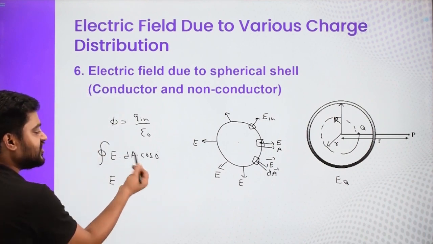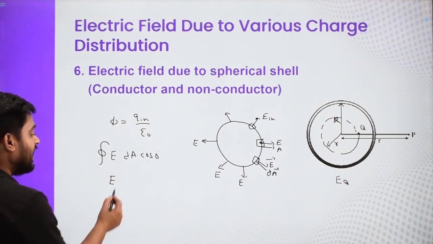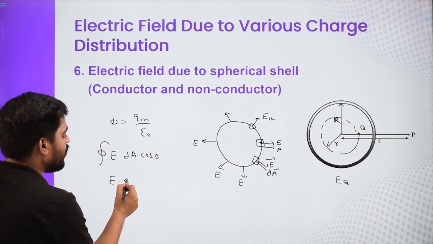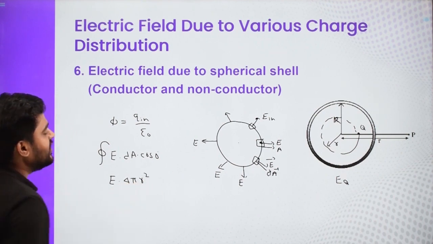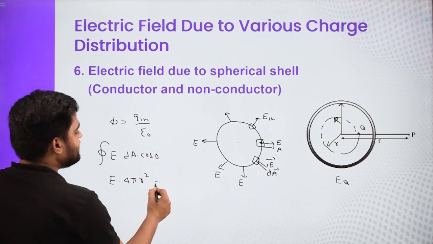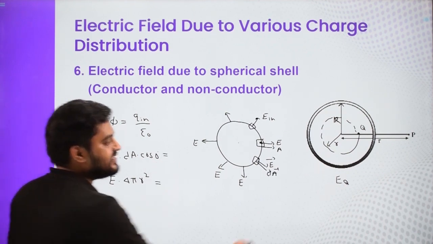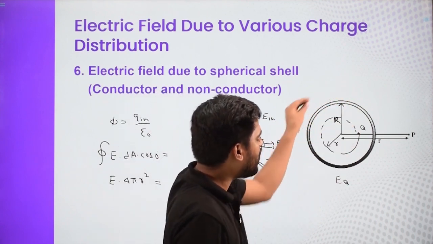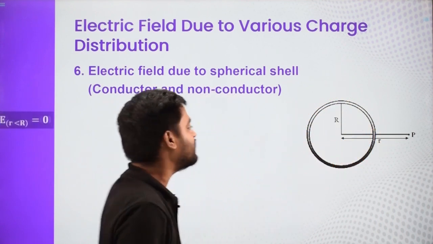And then the integration of dA, cos 0 is 1, and the integration of dA is nothing but the total area, which is nothing but 4 pi small r square. So the total flux is equal to Q in. What is the charge lying inside this Gaussian surface? If we see over here, the charge is lying on this surface, not inside the Gaussian surface.